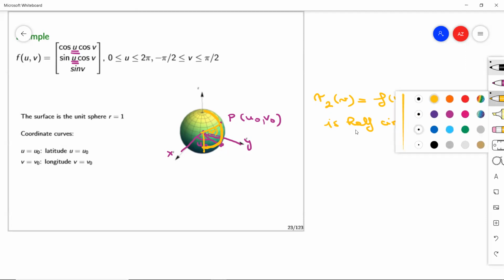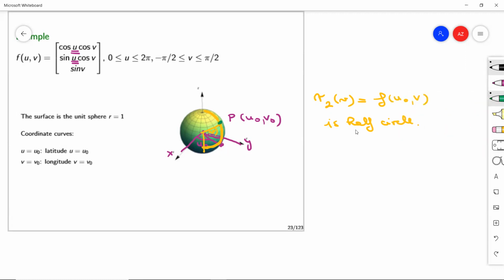And then we can do the same when we fix v naught and u varies. So here we are always with fixed v naught, and u varies, so this point travels along this circle. So this is r1 of u. This is f of u and v naught. This is a circle. So coordinate curves are circles and half circles in one direction, because v only travels from minus pi over 2 to pi over 2. That's why in one direction we only get half circles.